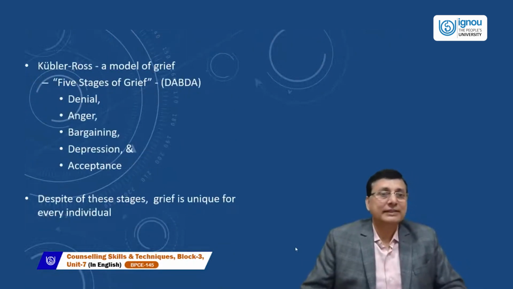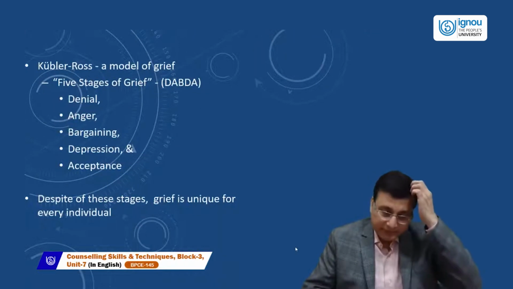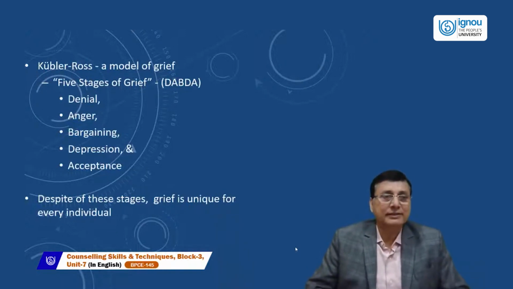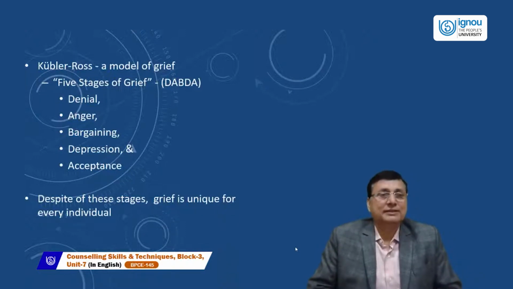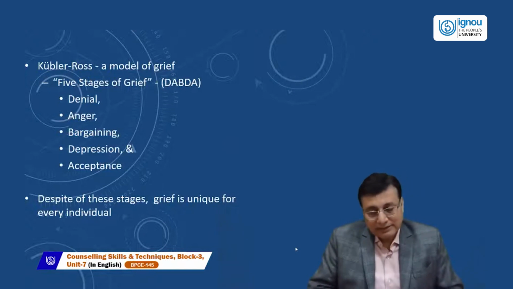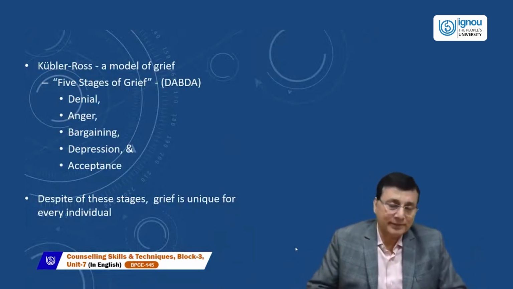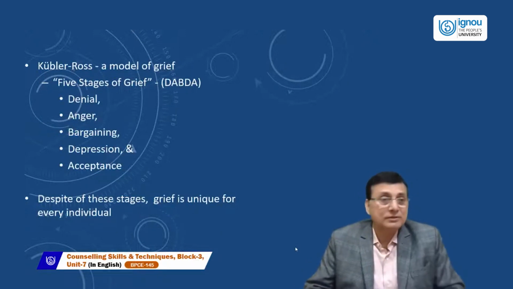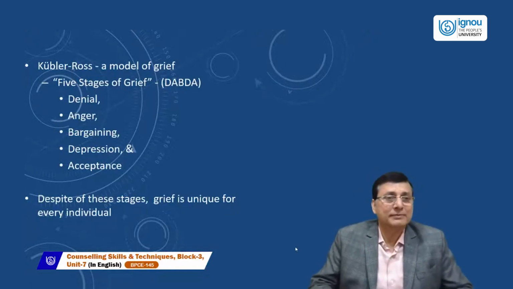Kubler-Ross, who was working with terminally ill patients, has given a model of grief, and she described it as five stages of grief. In acronym, it is called DABDA. The first stage is denial. In denial, the person may not accept there is a loss. For example, when a person is diagnosed with cancer, the family members or the person may deny: no, how can it be? I am very healthy. The same thing happens when someone is told that someone died: no, no, how can it be? Yesterday I met him, he was very fine.